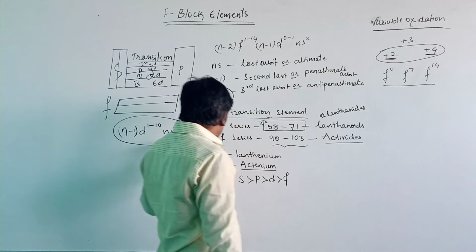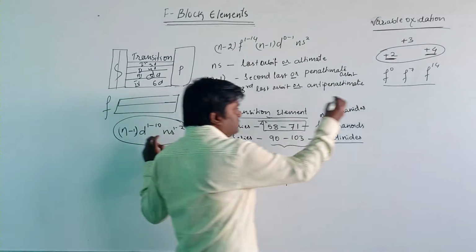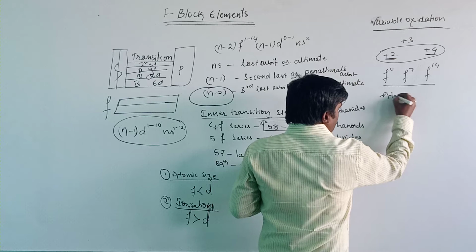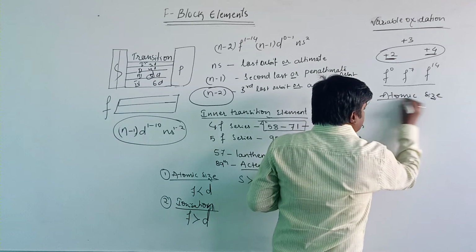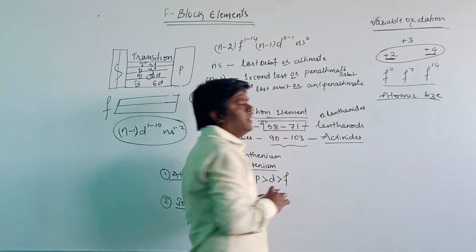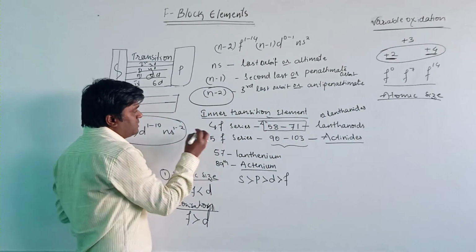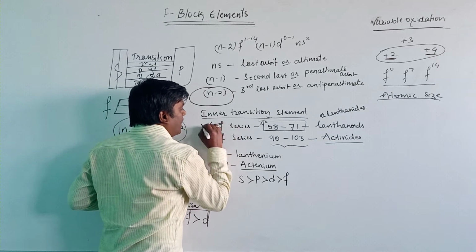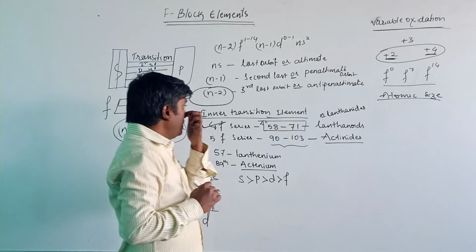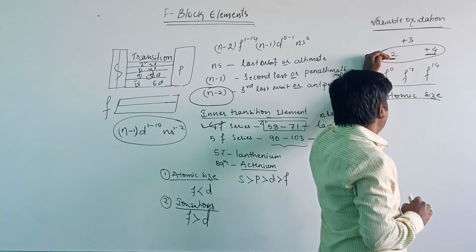When we take the atomic size, there is a sudden decrease in the atomic size. Once again we will see the atomic size in detail. There is a sudden decrease in the atomic size in the lanthanides. We are considering only the first lanthanides. Lanthanides will show the +3 oxidation state and also the +2 and +4.